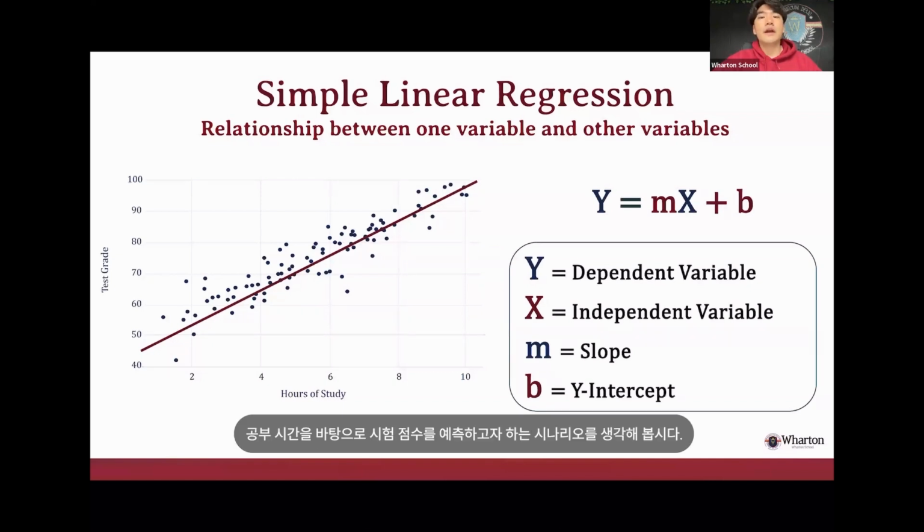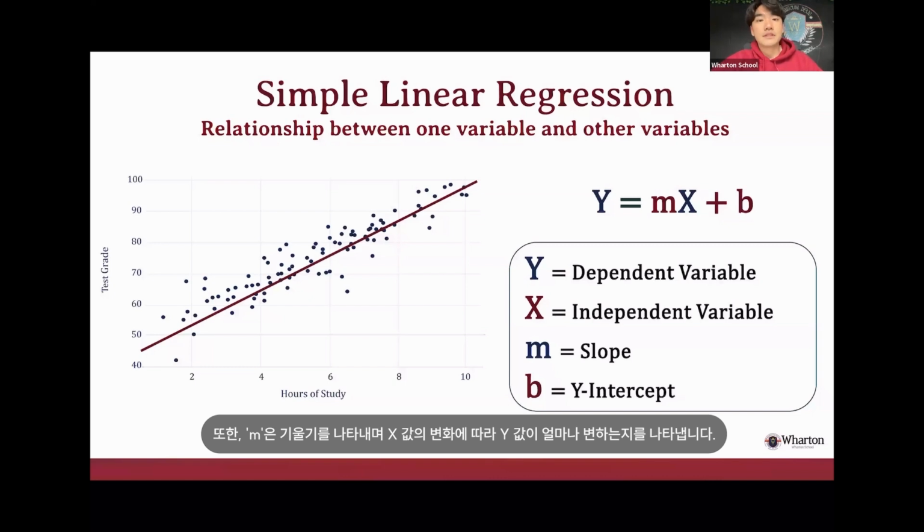So let's think about the scenario where we would like to predict the test grades based on the hours of study. The number of study hours is the independent variable, which means it's the one that we control and change to see its effect. The test grade is the dependent variable because it depends on how many hours we spent studying. More study hours usually lead to better grades.